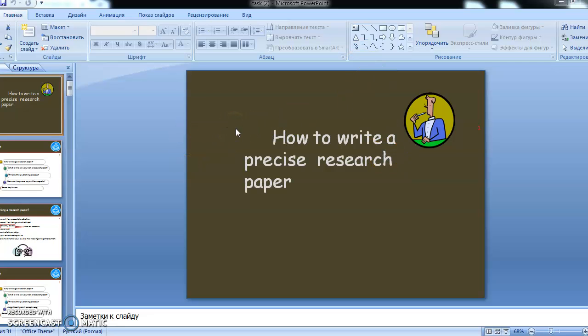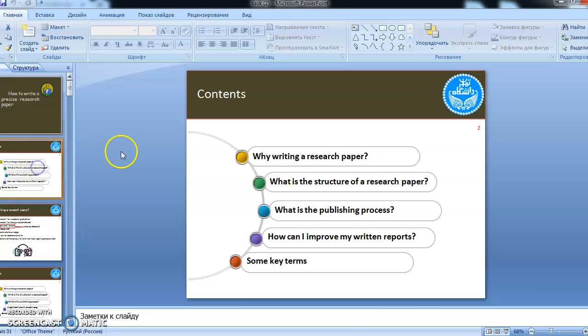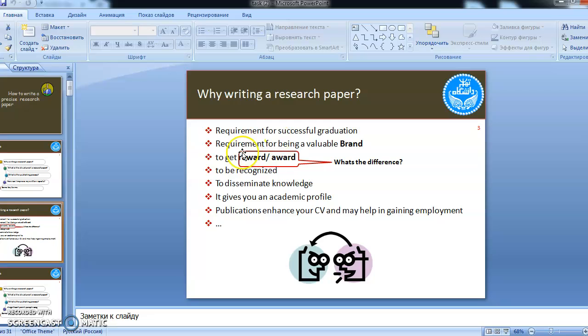And in this presentation we'll talk about the writing points of the research paper. Here you can see the content of our presentation, and while writing, the first point which we will try to discuss is the reason for writing a research paper, and the next point will discuss the structure of the research paper, it means how to build this research paper, and the publishing process of the research paper. And another interesting point of our presentation is improving your written reports, and some key elements and terms you will be requested. So here let's get started.